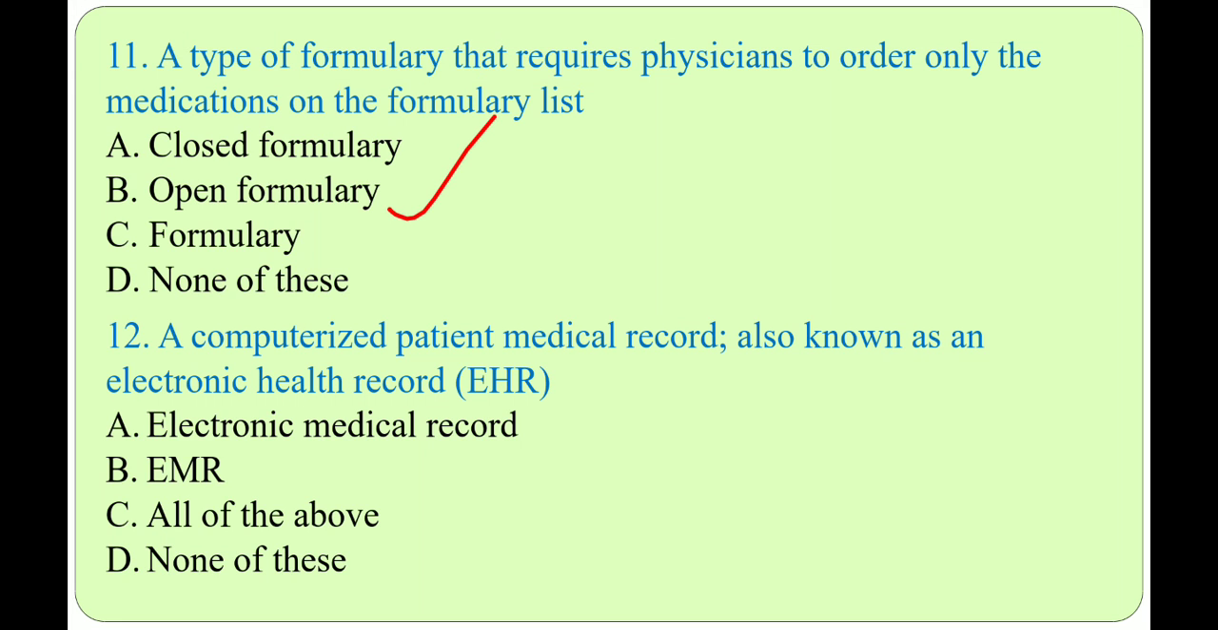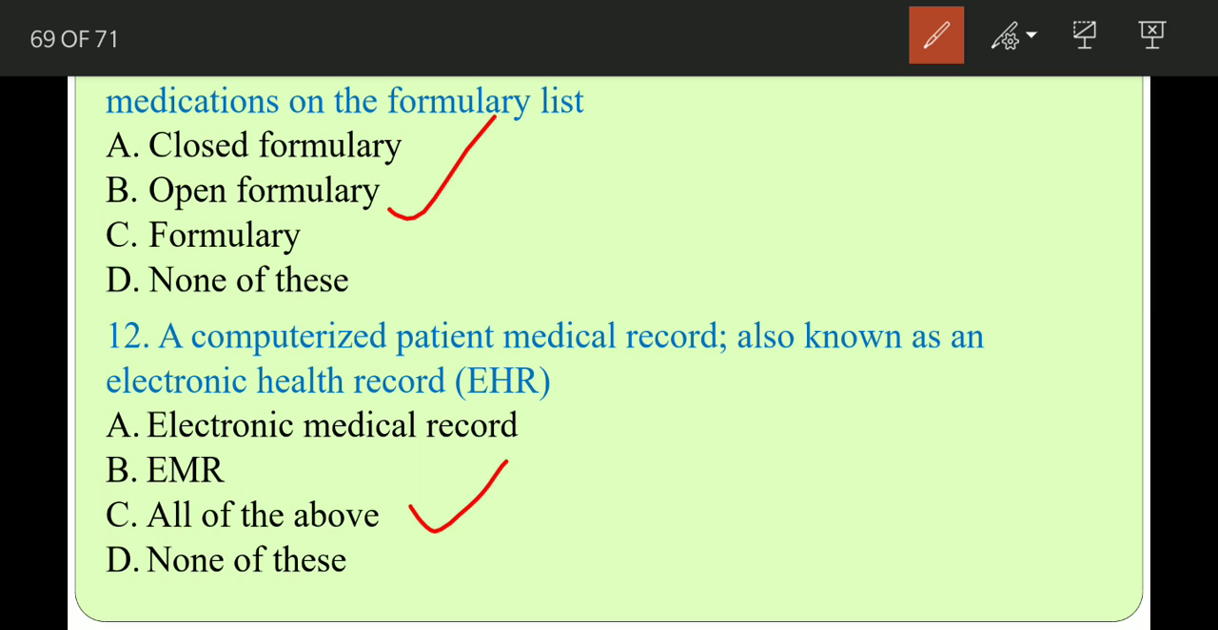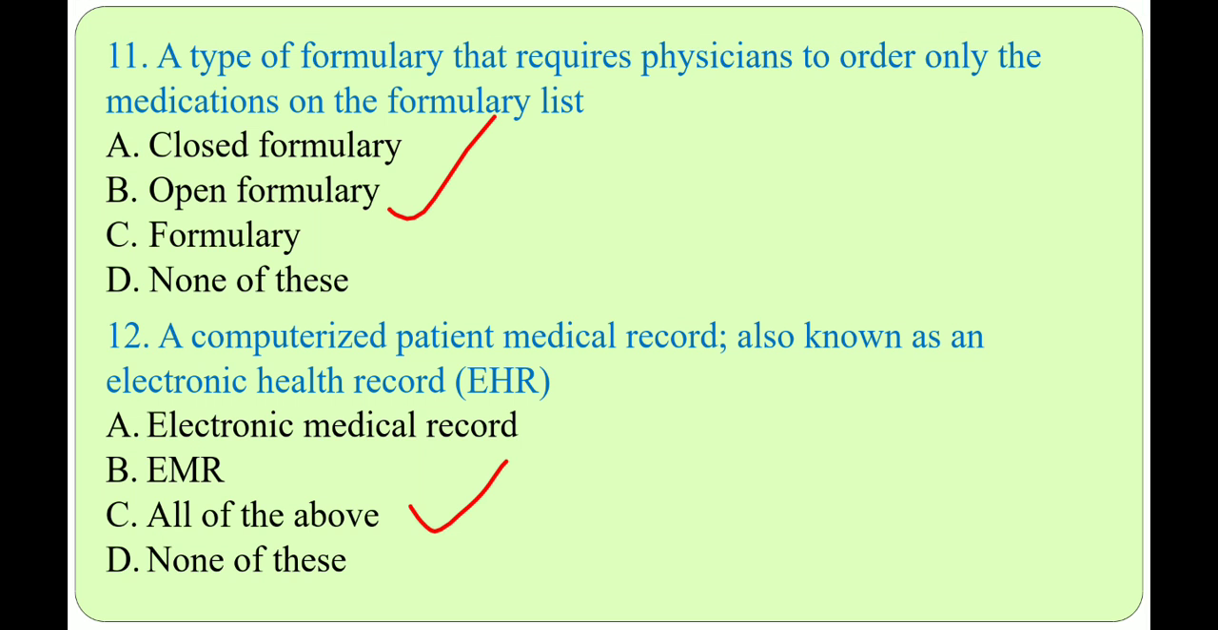Next question is, a computerized patient medical record, also known as an electronic health record. So the options are A. Electronic medical record, B. EMR, C. All of the above, and none of these. So the correct option is C, that is all of the above. EMR is the short form of electronic medical record. So both the options are correct.